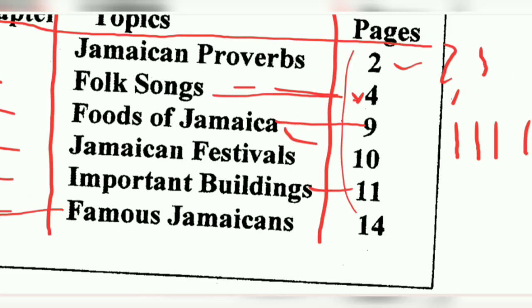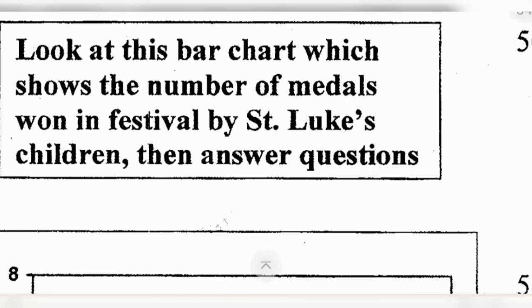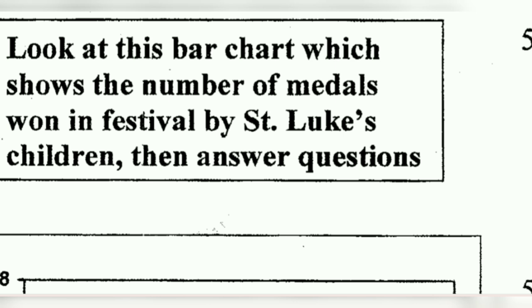All right, moving on. Look at the bar chart, which shows the number of medals won in festival by St. Luke's children. Then answer questions. I don't see the questions. So we've seen a few typing errors, but no problem, you will understand what to do. Let's read it again: look at this bar chart, which shows the number of medals won in festival by St. Luke's children. Then answer questions. I take it the questions follow.